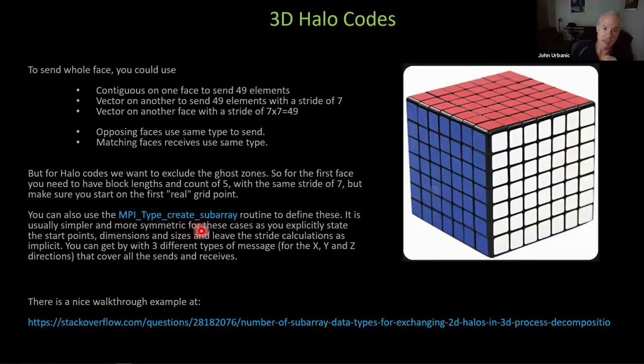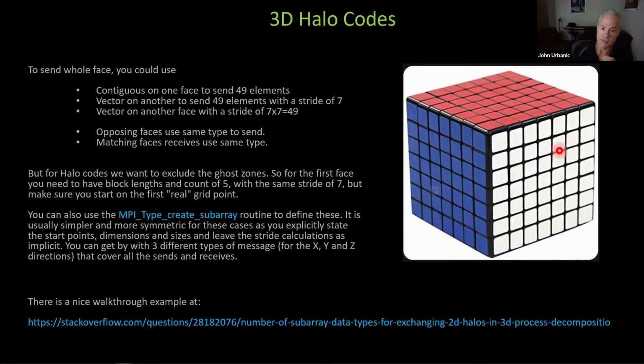It's the most elegant. Subarray allows you to point to the beginning and end of the array and to define the dimensions you're working in, 3 dimensions and the sizes, and it'll do the math for you. It'll figure out the strides for you. So you could use either one of these, but I think the subarray type is really useful when you get into these kinds of situations.